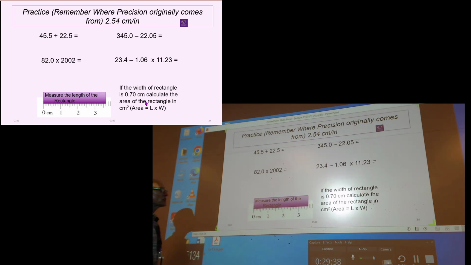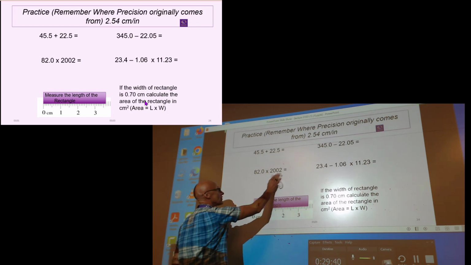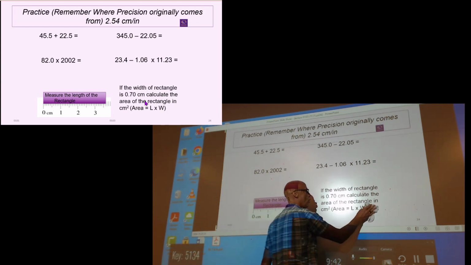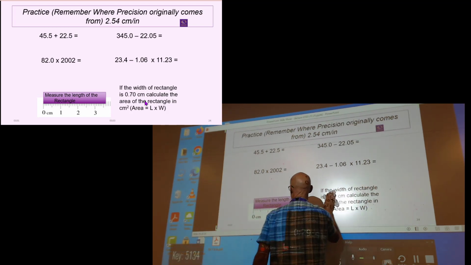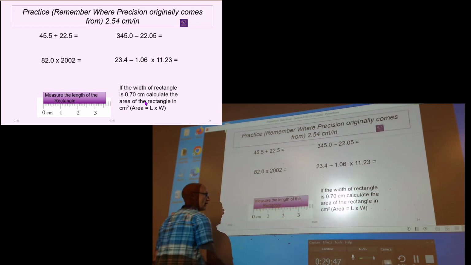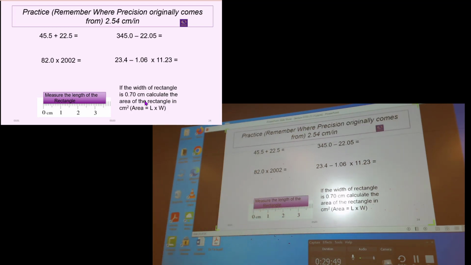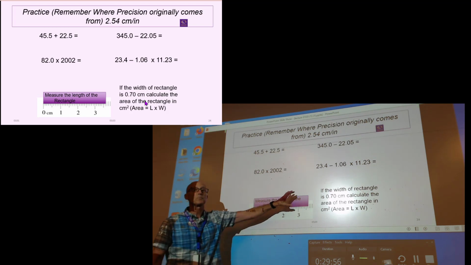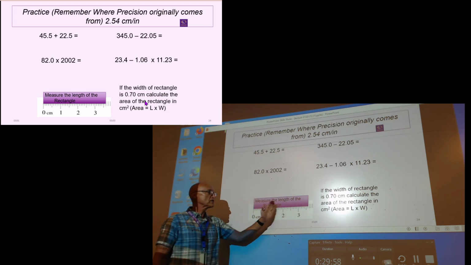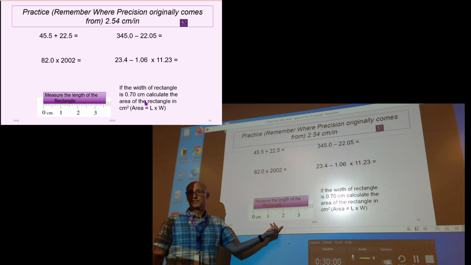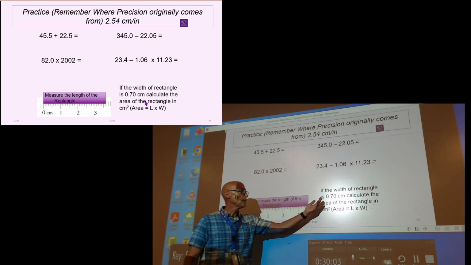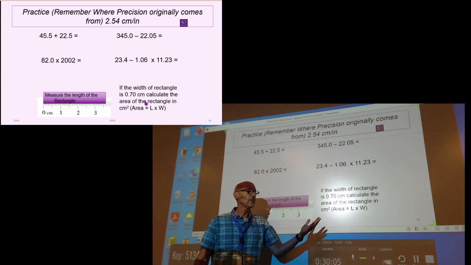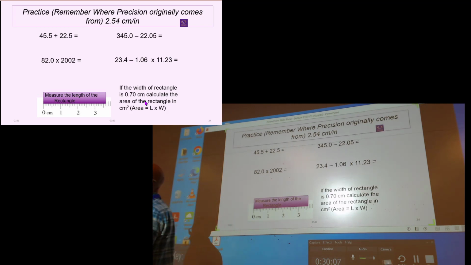All right. So here's your practice. You guys work on these on your own for a little bit. You'll see how you have a little chance to do it. Now on this last one, I'm basically saying, here's the purple rectangle. Measure the length, so you'll have sig figs if you know how to measure it properly. Then if the width is this, calculate the area and keep the right sig figs. That's what I'm basically asking you to do.